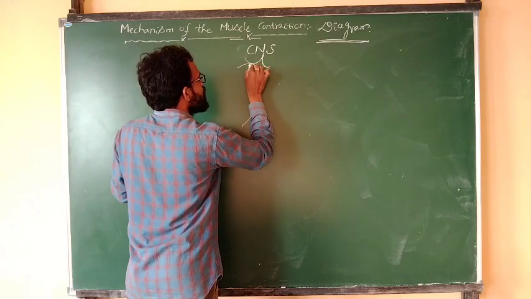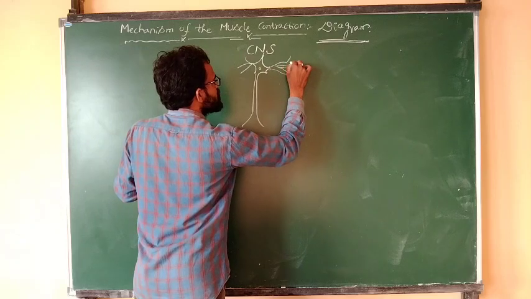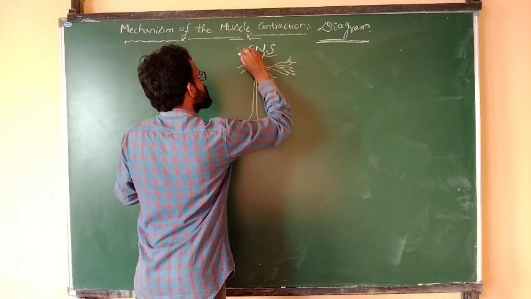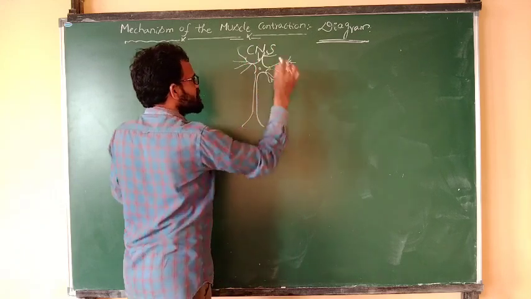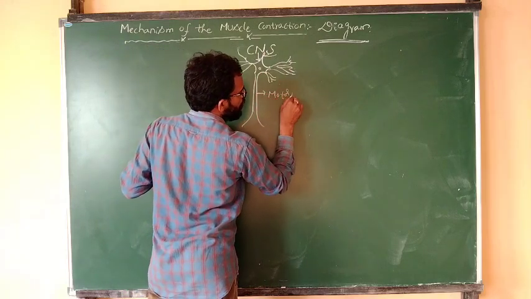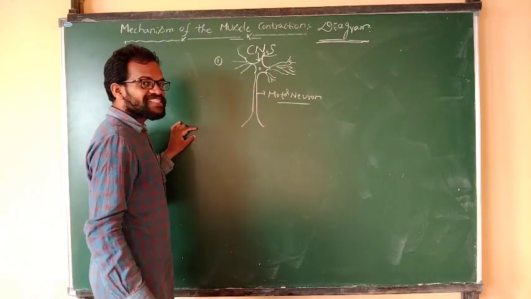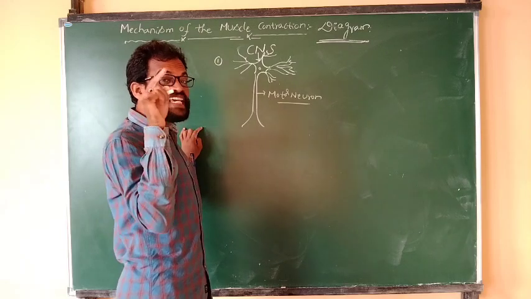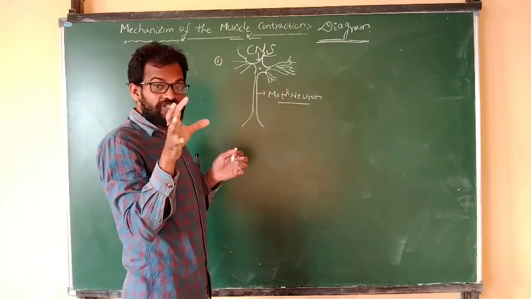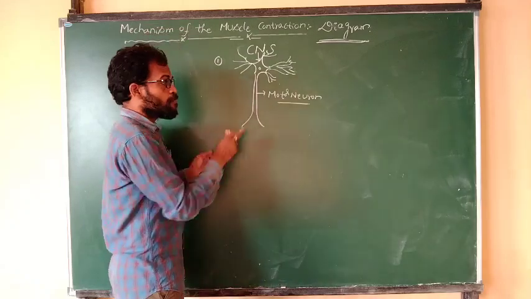The central nervous system sends the message through the motor neuron. What is the first step? The mechanism of muscle contraction is initiated by the central nervous system, the brain. It consists of a group of neurons. It is a nervous tissue. The group of neurons are motor neurons.